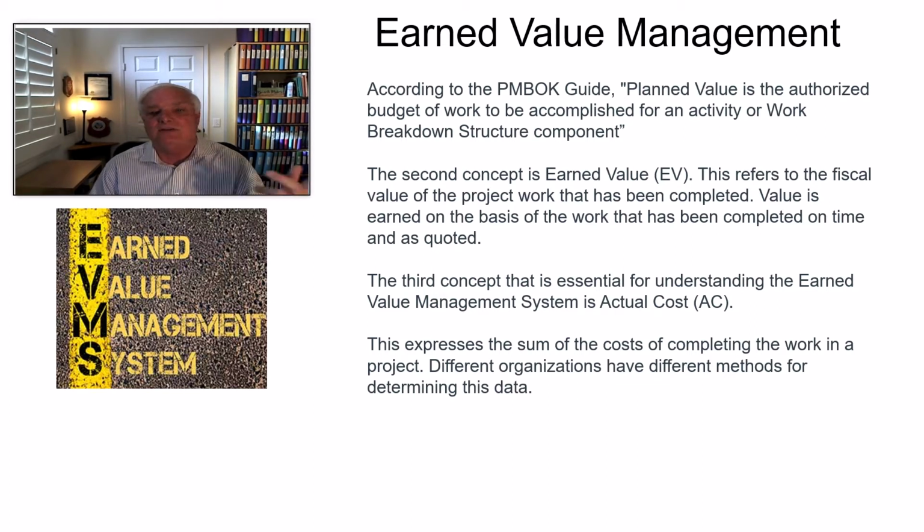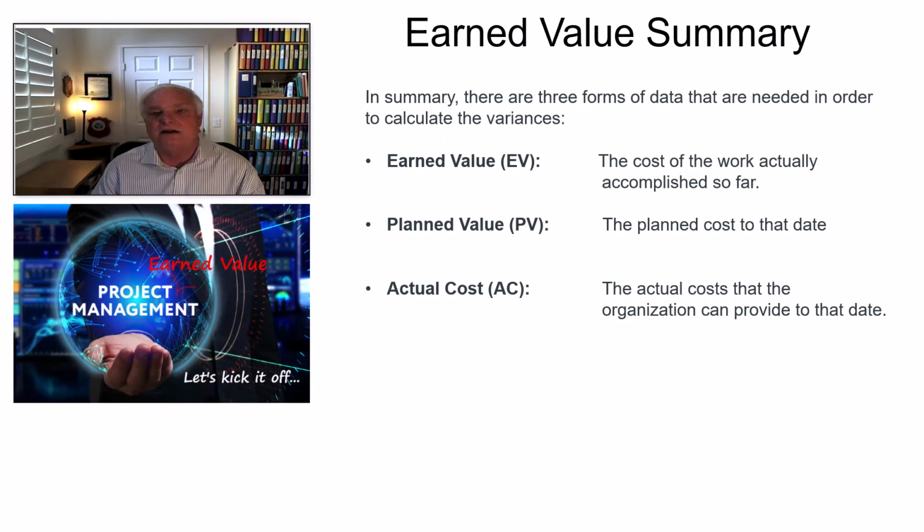So the second concept we talked about, EV or earned value, refers to the fiscal value of the project work that has been completed. The value is earned on the basis of the work that has been completed on time and as quoted. And then that third concept that we really want to have you look at is what we refer to as AC, and that's your actual costs. So the sums of the costs of completing the work in a project are what these formulas will actually drive you to, so that you get a clear understanding of it.